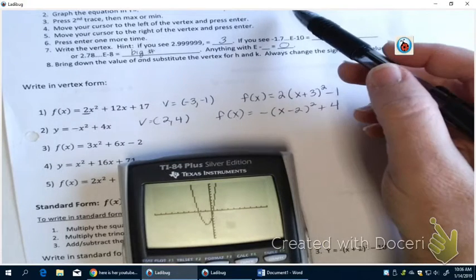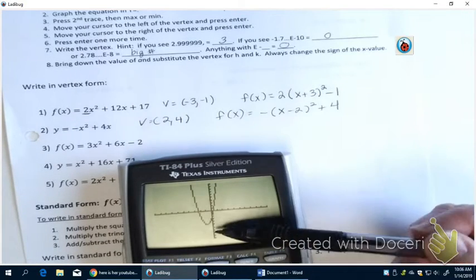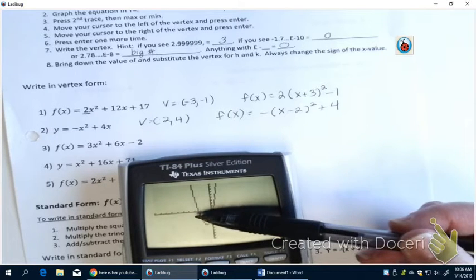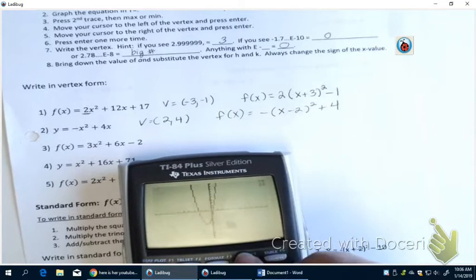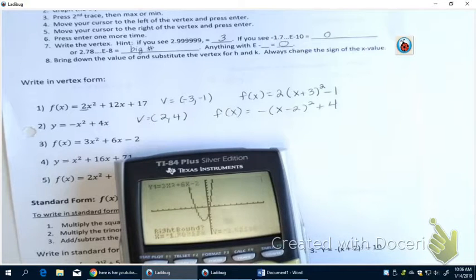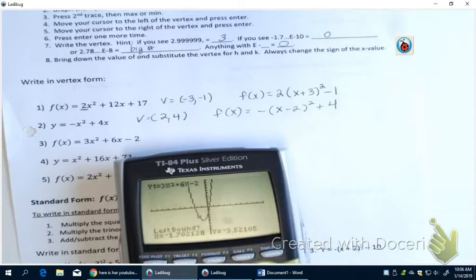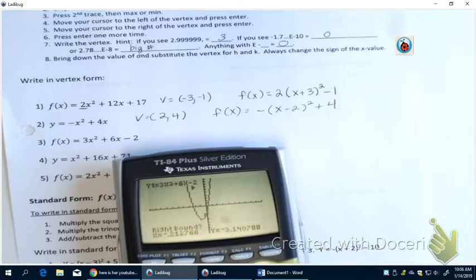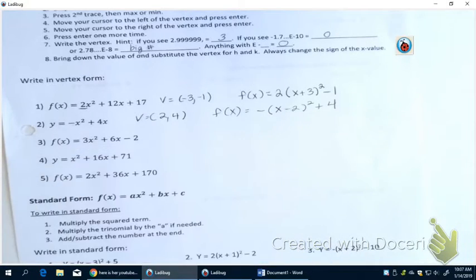It's a minimum because it's going down this way. There's my vertex, so this is left and this is right. Second, calc, minimum. There's left. There's right. Press enter. Enter. Oh, I pressed enter too many times. I'm going to do it real quick one more time. There's left. There's right. Don't forget to press enter after it. And then enter on the guess. -1, -5.